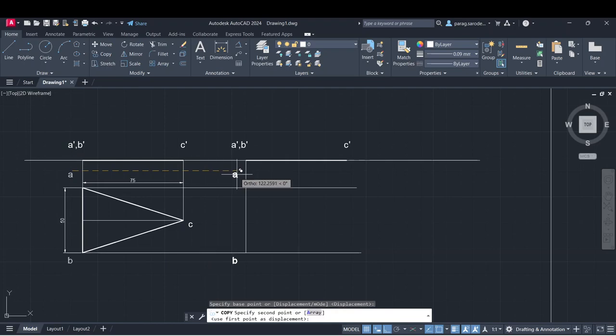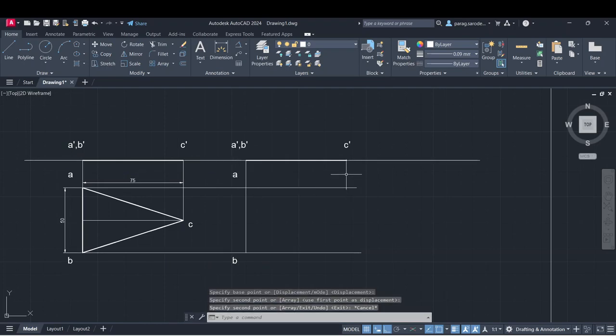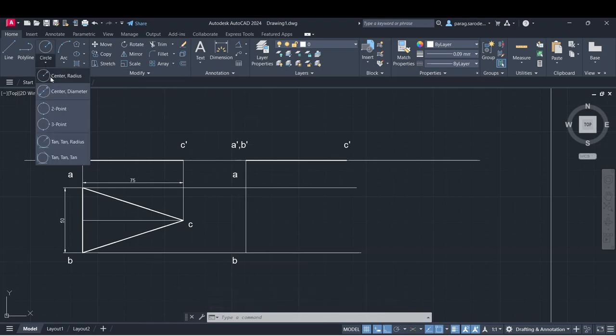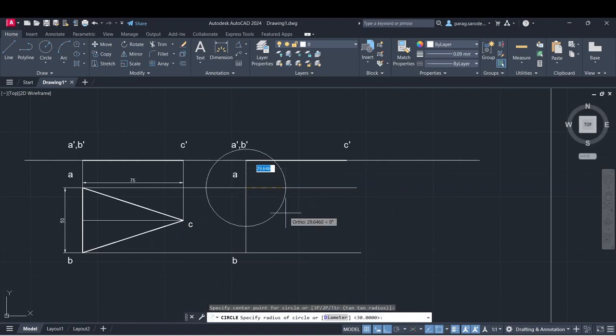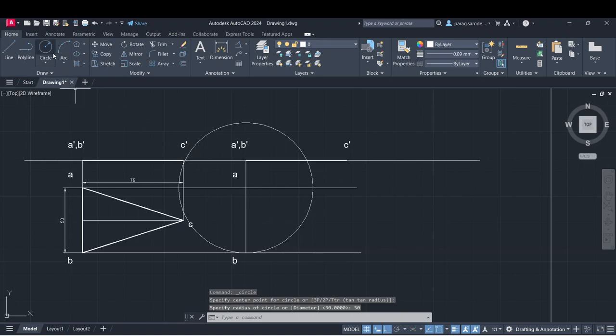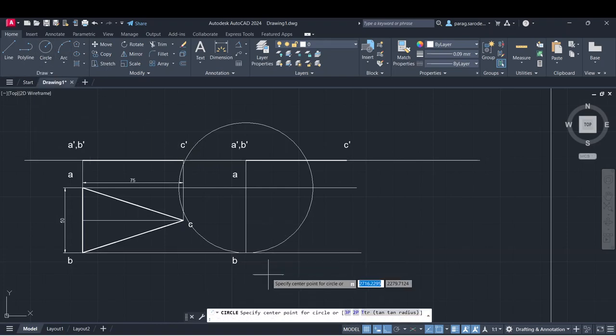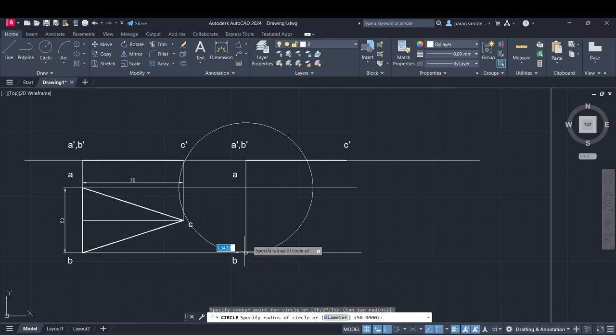So these two intersections will definitely be A and B. Now we want to move the point C, but we don't know at what inclination it is. So we will take a circle, right? We take A here, 50, enter. We take another circle from this B as a center point, 50, enter.